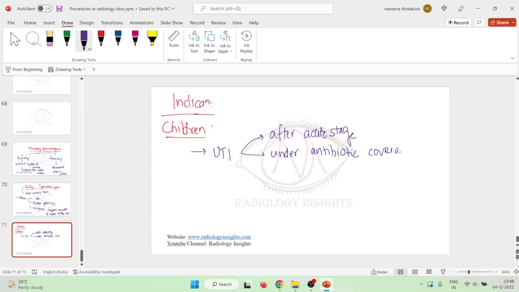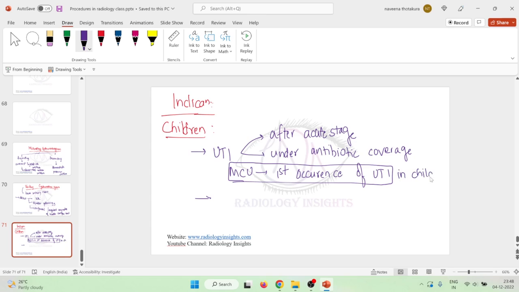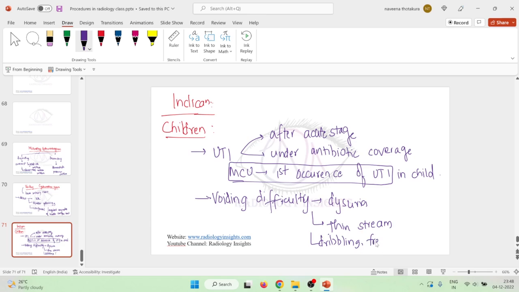One more important thing is that MCU, that is micturating cystourethrography, is indicated if the child has UTI for the first time. If the child has UTI for the first time, then we do micturating cystourethrogram, which is always advised to rule out any anomalies seen in children. Next, if the child presents with voiding difficulty symptoms, like dysuria, that is pain on urination, thin stream of urine, dribbling of urine or frequency of urine, in all these conditions we can do micturating cystourethrogram.